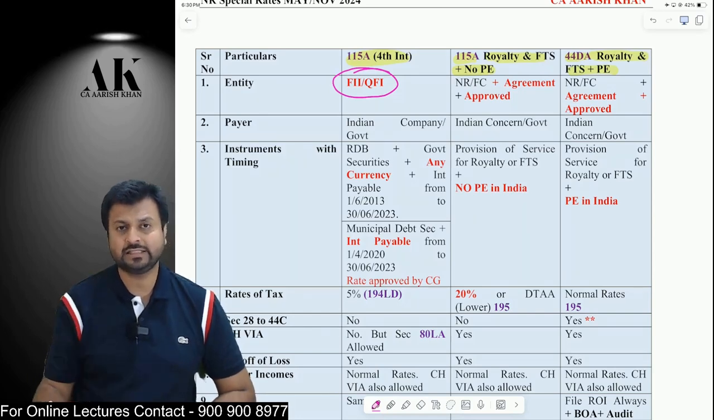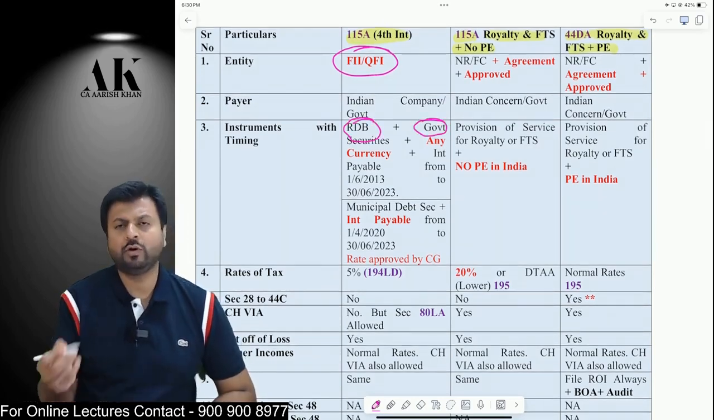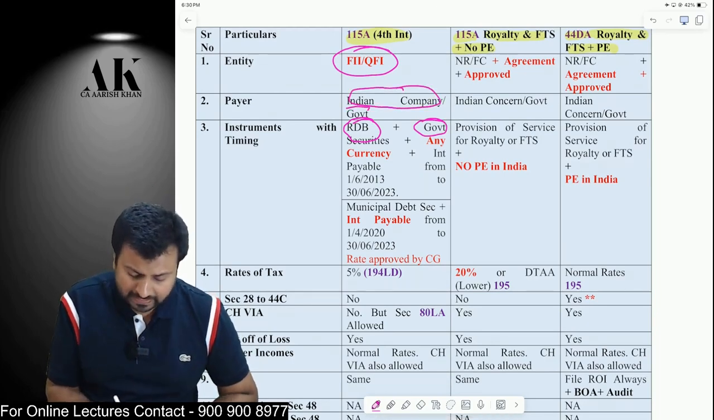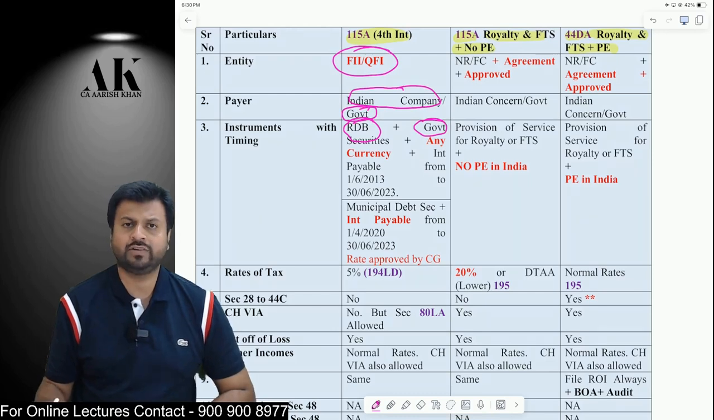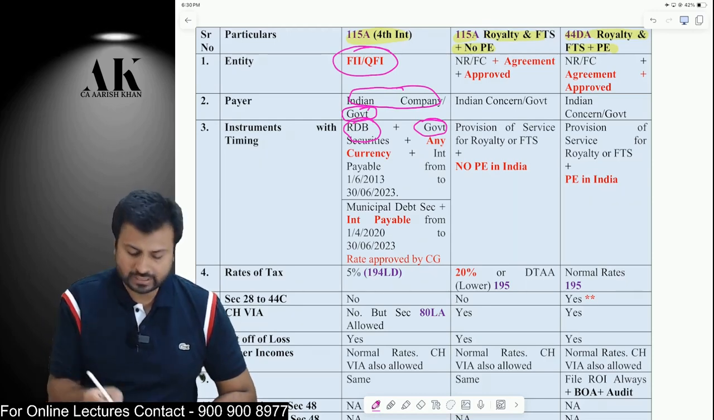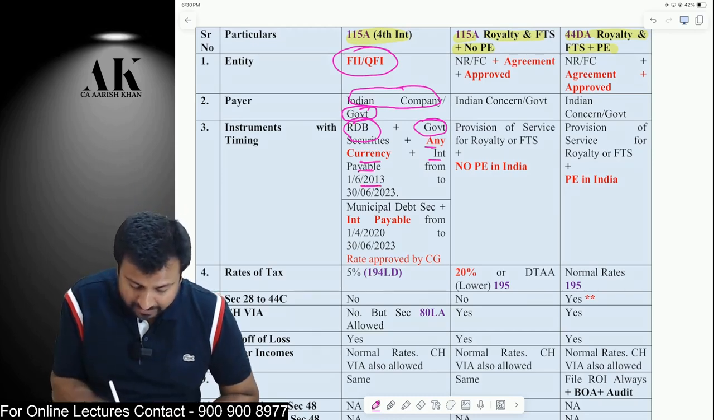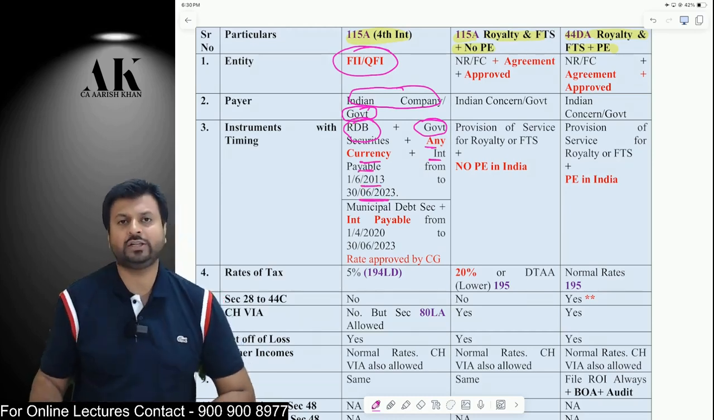These are the assessees. What are they doing? They are buying rupee denominated bonds of Indian companies and government securities of the government of India. So they are buying two things. In which currency? Any currency. And here the interest has to be payable between June 2013 to June 2023. Here the interest has to be payable between this period.